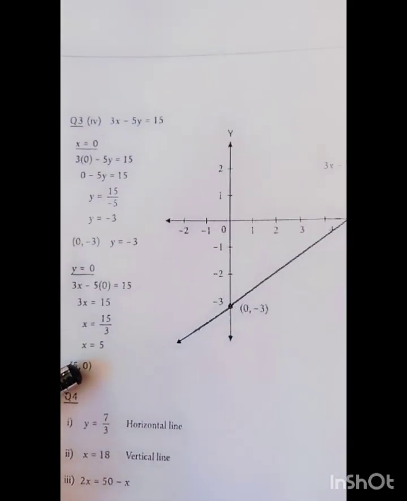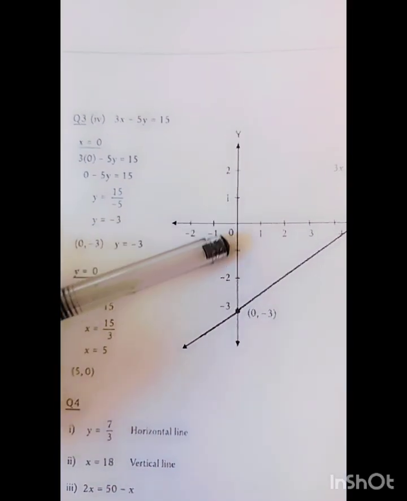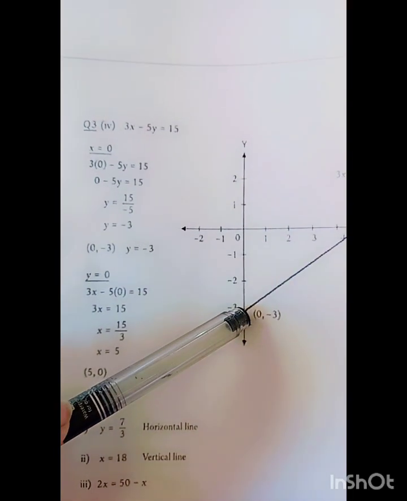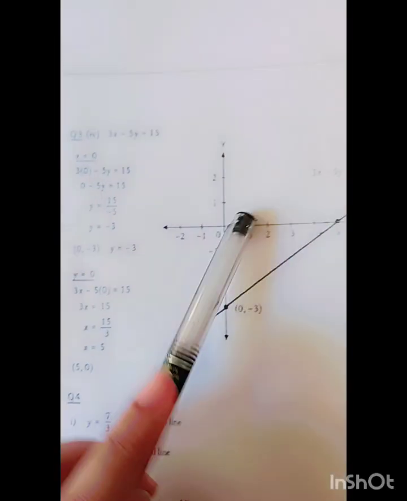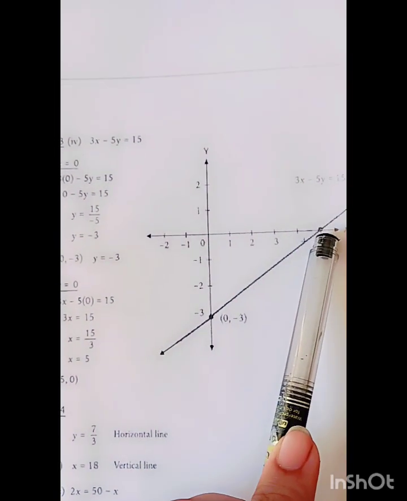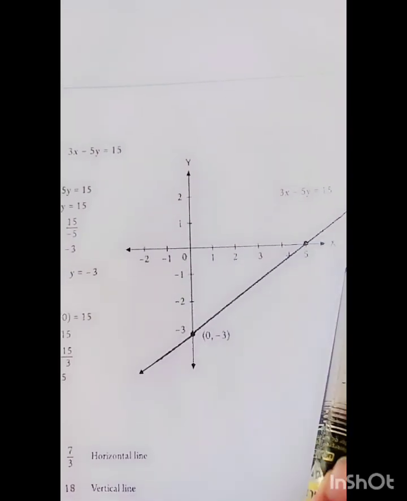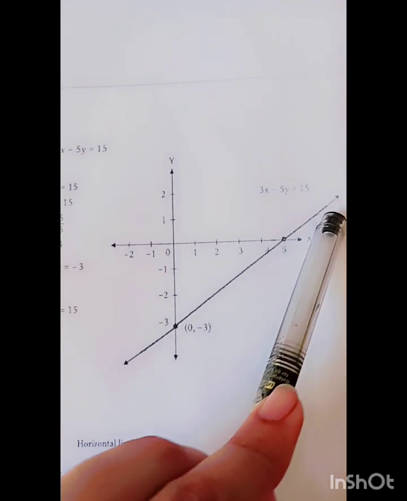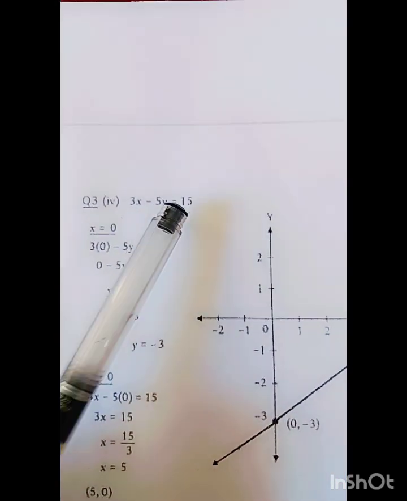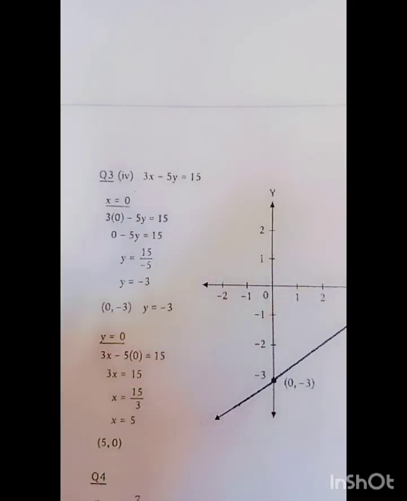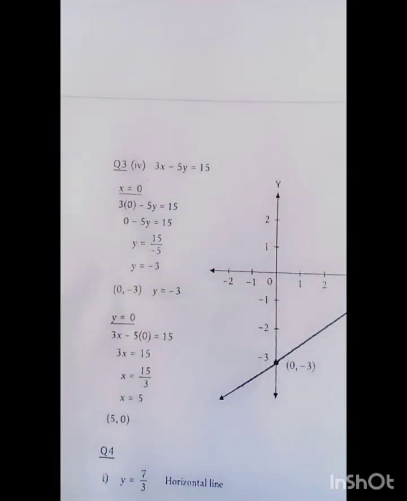Now plot them on the graph. When x is 0, y is minus 3. This is your first point. And the second point is when x is 5, y is 0. When x is positive 5, y is 0, which means the point will be on the x-axis. So join these 2 points, you get a straight line. So if you are given an equation with coefficients, you will solve it in this way, and if you are given an equation without coefficients, you will make a box.